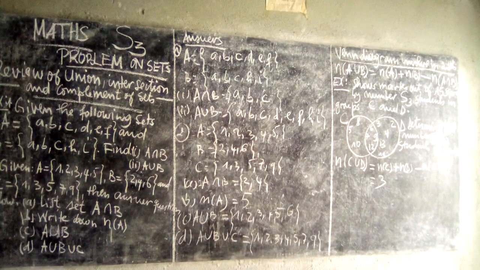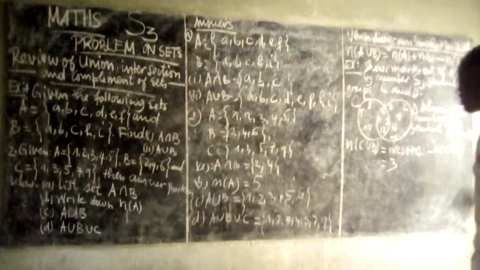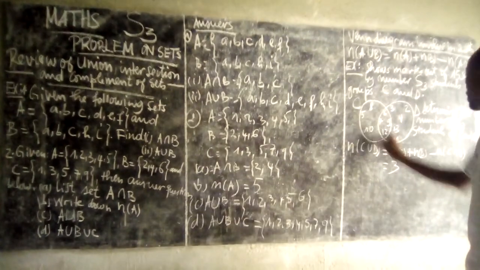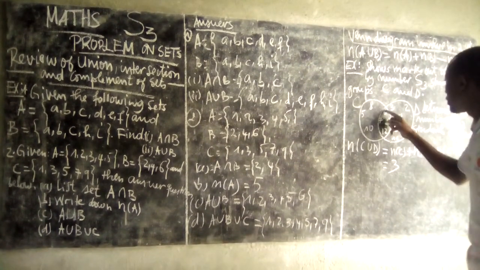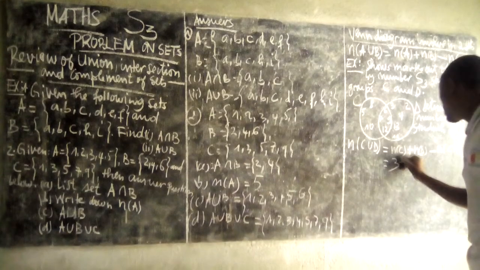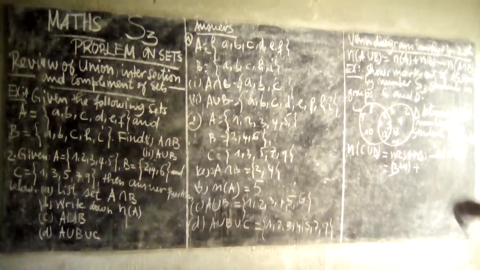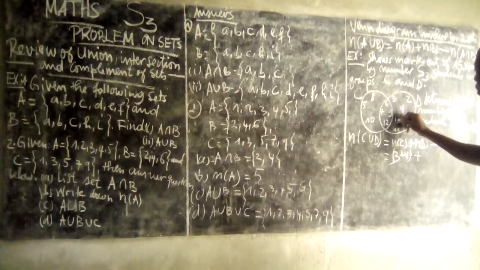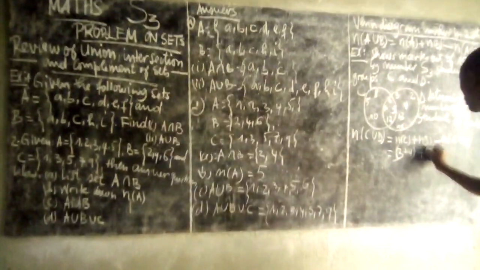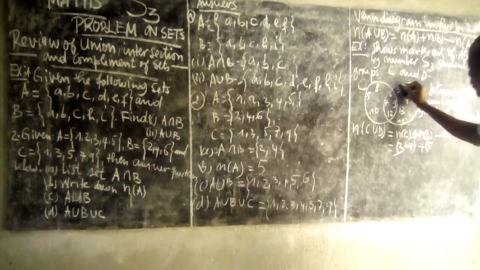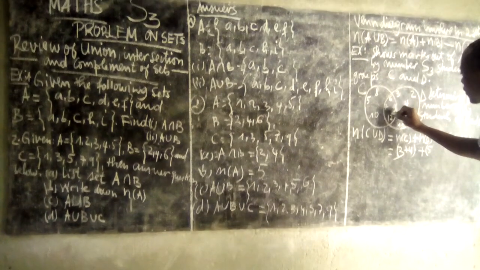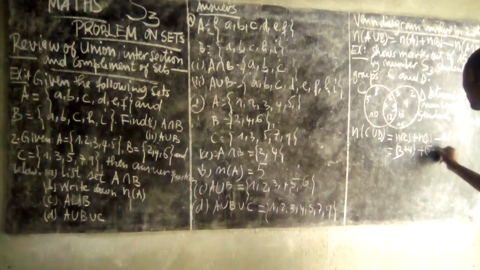Is 3. Then 1, 2 is 3. But you add 1, 2, 3, 4, positive 4. Then positive number of D, 1, 2, 3, 4, 5. But add this set of 1, 2, 3, 4 is 4.